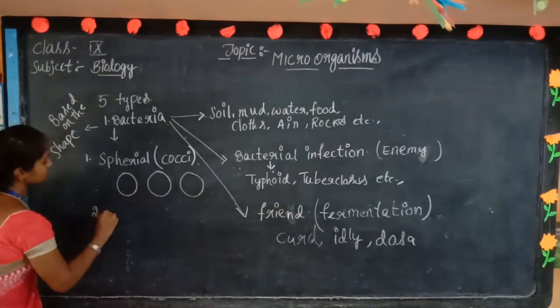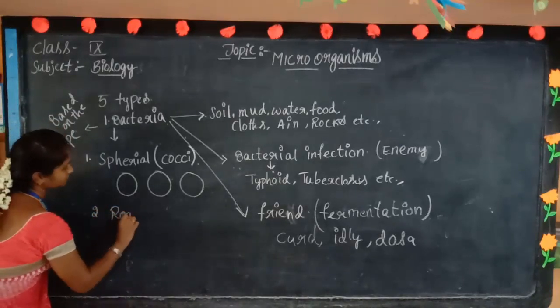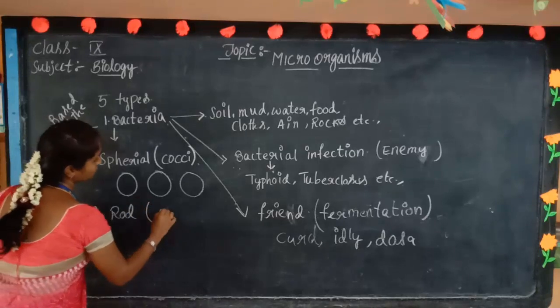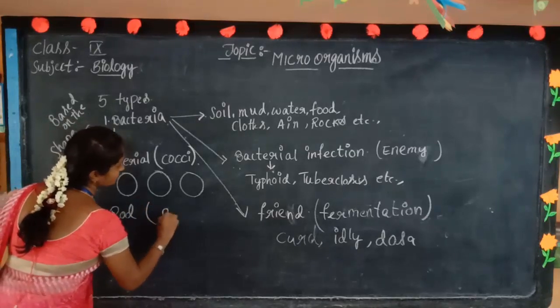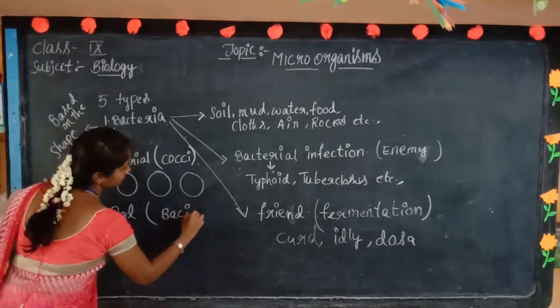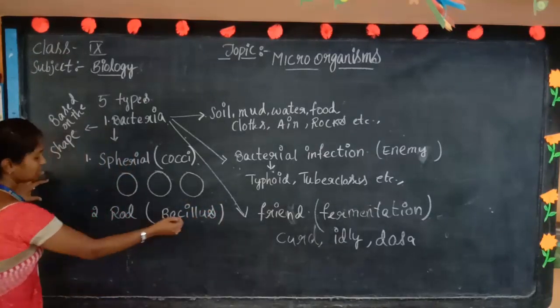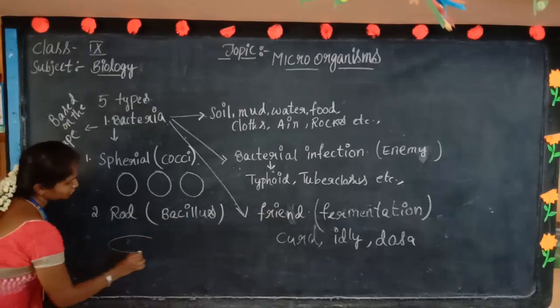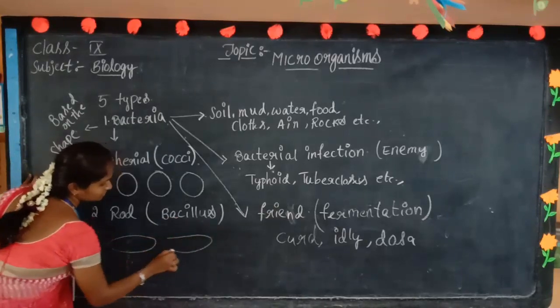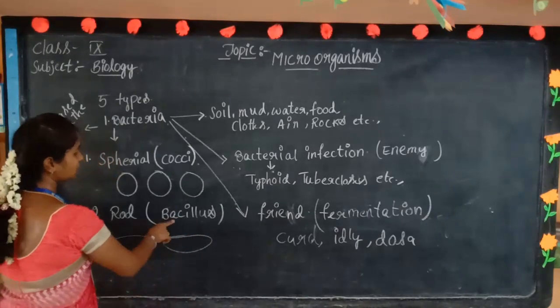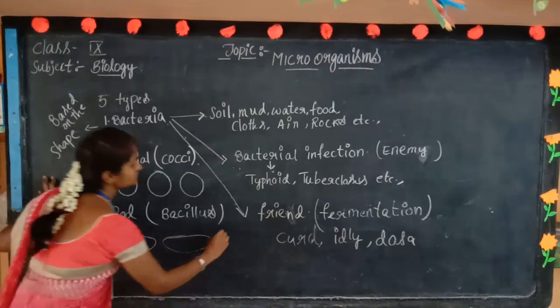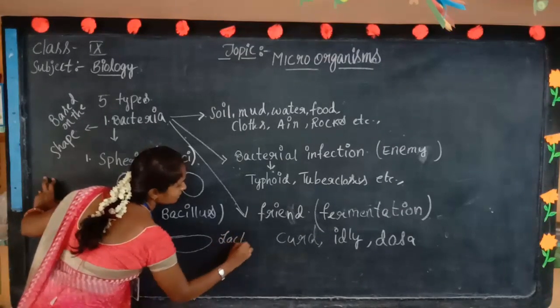And the second one is rod shaped. Rod shaped bacteria we call bacillus. The name itself says rod shaped. For these bacillus, the best example is lactobacillus.